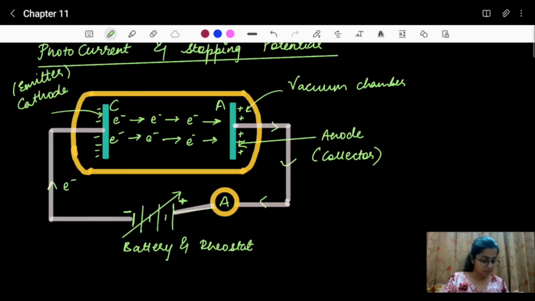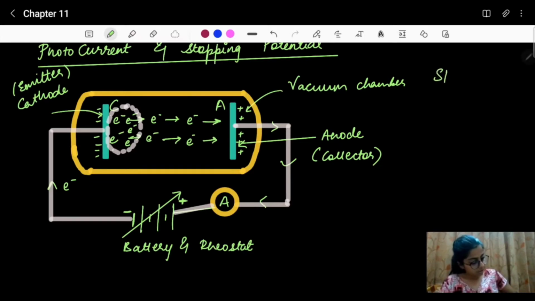So now here what will happen? The electrons will get accumulated near this region, because that electron is opposed by the electron which is present ahead of it. And that's why this region is called space charge. What is space charge?